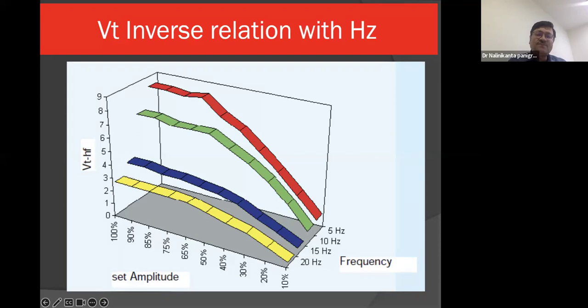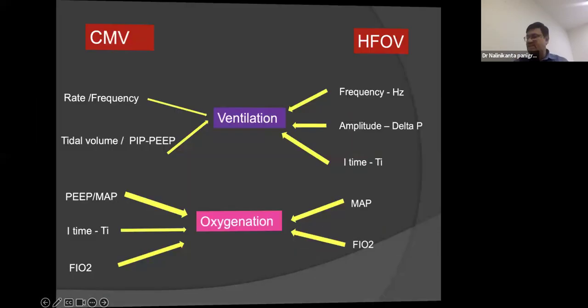Different ventilators let you choose 10, 15, 20, or a percentage for the amplitude and how the tidal volume changes. Keeping amplitude constant, to make it simple, at 100%, you can see that with different frequencies the highest tidal volume happens at a frequency of 5 and the lowest at 20. So the higher the frequency, the lower the tidal volume. That's the way the variation happens. Remember it, that constantly happens.